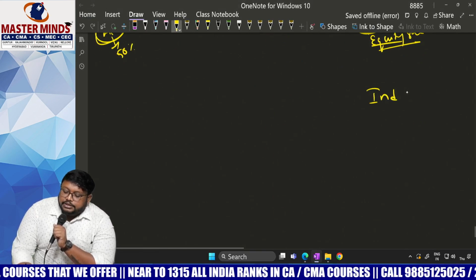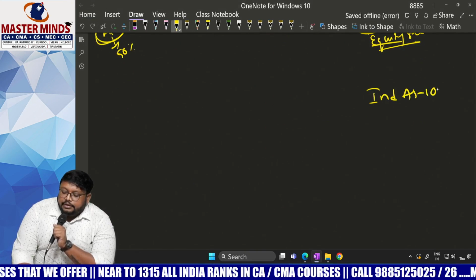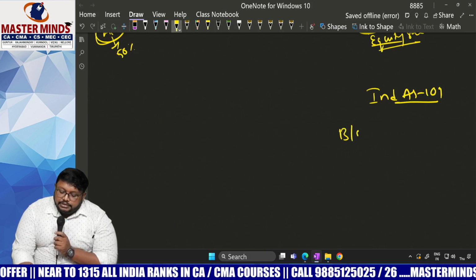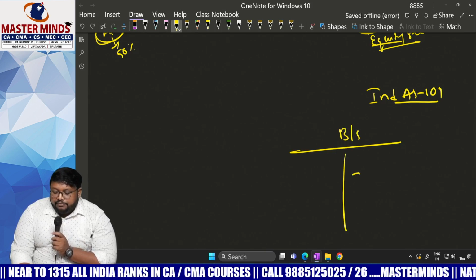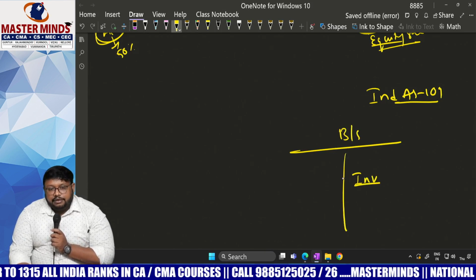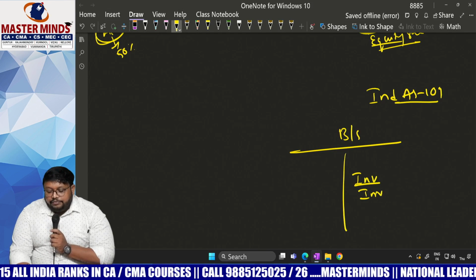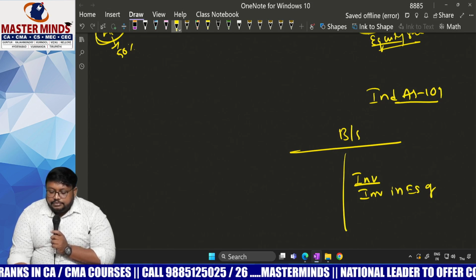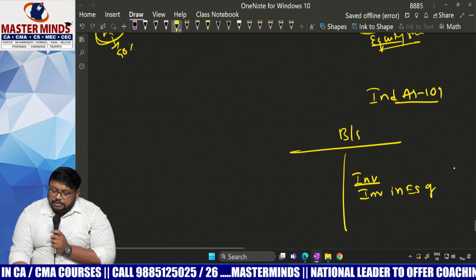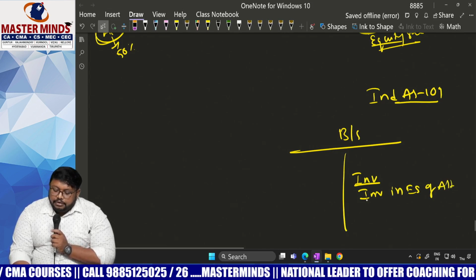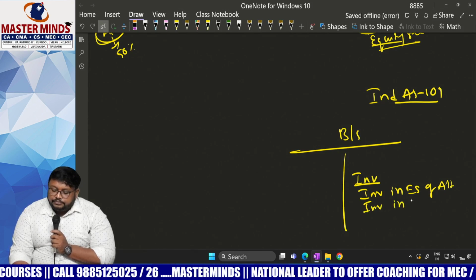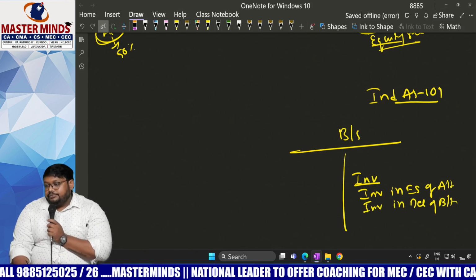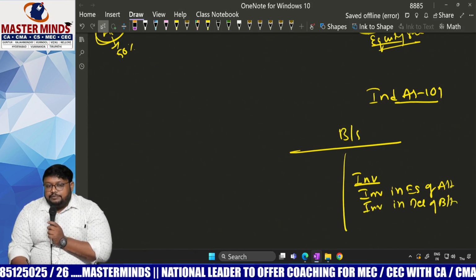Actually, we will get clear knowledge of this when we discuss Ind AS 109. See, in the balance sheet, on the asset side, I'm having investments. Can I say investment in equity shares of some other company, we can say A Limited, and investment in the debentures of B Limited? These all are investments for my company.